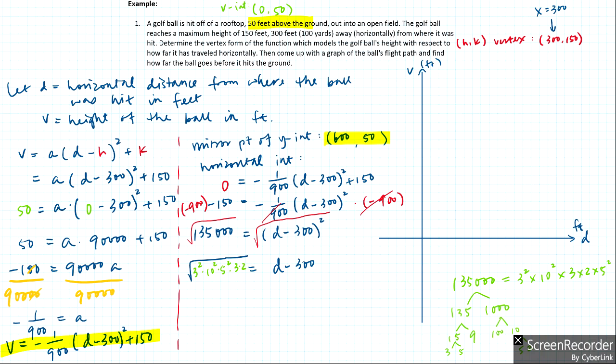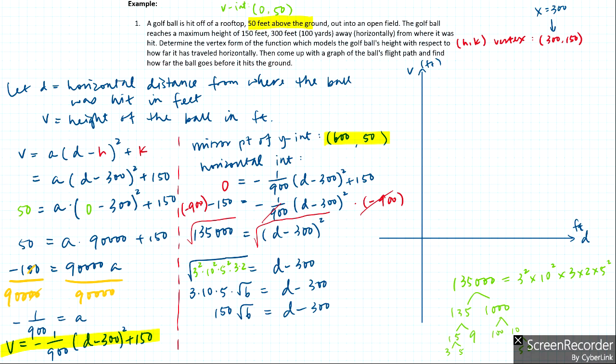And once we take the square root, the square root of 3 squared just becomes 3, the square root of 10 squared becomes 10, the square root of 5 squared becomes 5, and then we're left with the square root of 3 times 2, which is 6, and this is equal to d minus 300. Now we can combine everything outside the radical. 3 times 10 times 5 will be 150. So we really get 150 root 6 is equal to d minus 300.